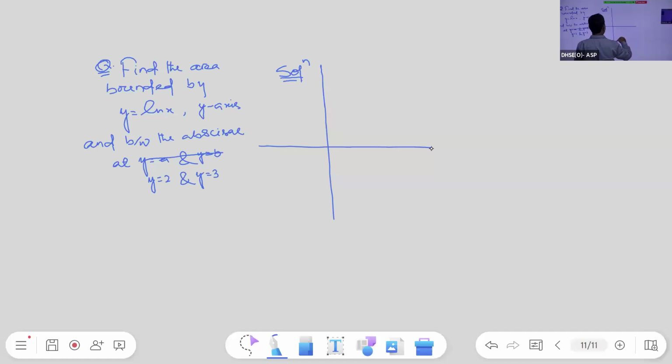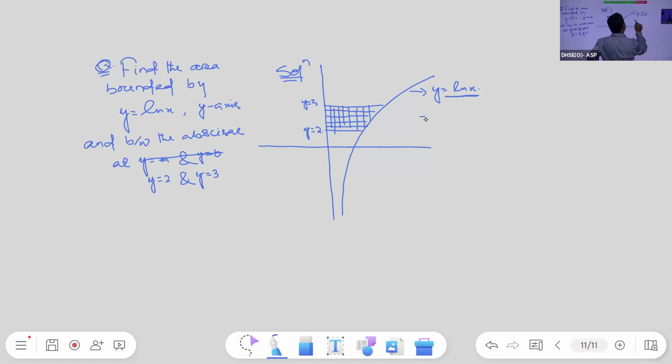Y is equal to ln x, the structure of the curve. This is the graph of y is equal to ln x, a strictly increasing curve. There is an abscissa at y is equal to 2 and another abscissa at y is equal to 3. We have to find the area of this region. Since we are evaluating the area with respect to the y-axis and abscissae, x should be a function of y. Here it is given y is a function of x.